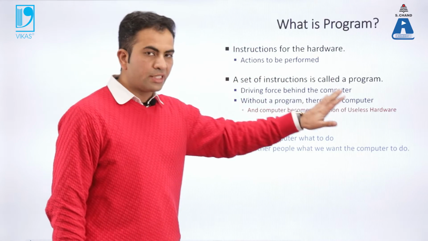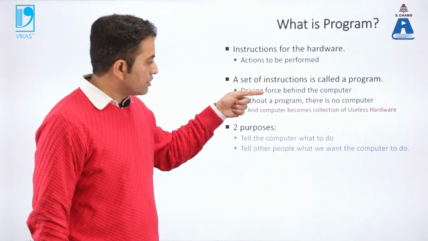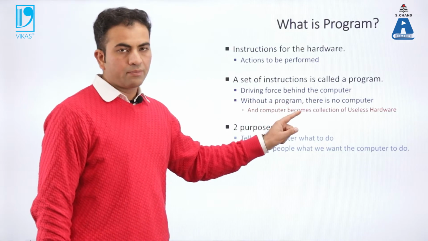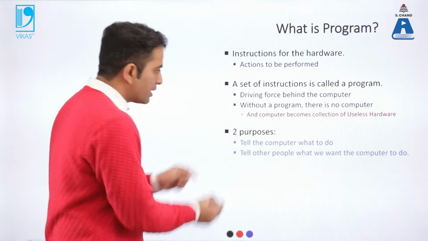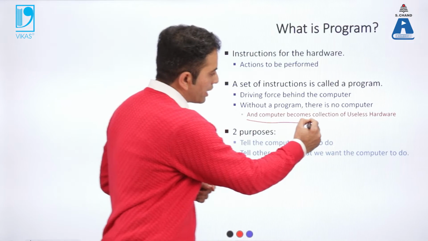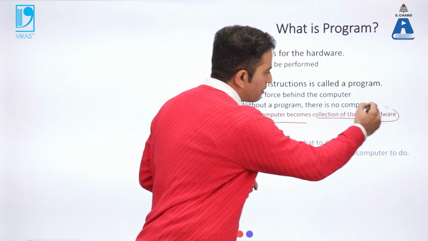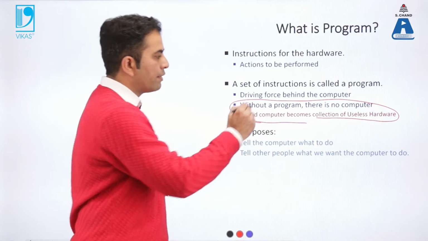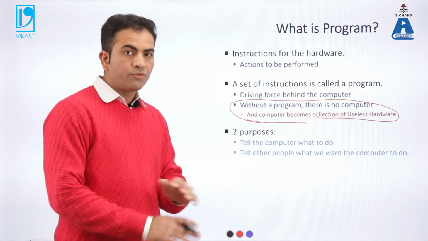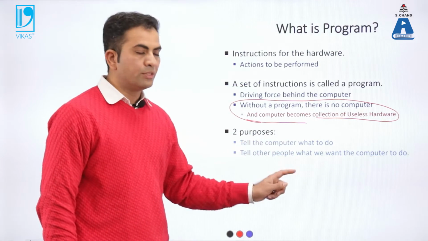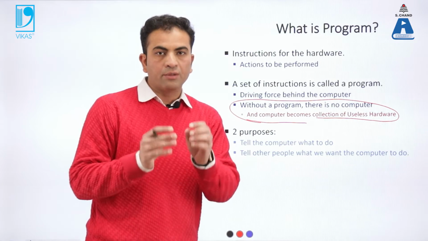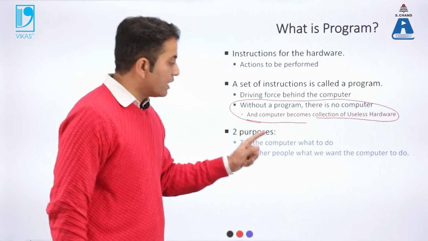The set of instructions is called a program, and this program is the driving force behind each computer, and without a program there is no computer. That's why it is said that a computer becomes a collection of useless hardware, because without a program there is no computer. So the first purpose of writing instructions is to tell the computer what to do, what type of instructions we want to give, and the computer has to perform those instructions.